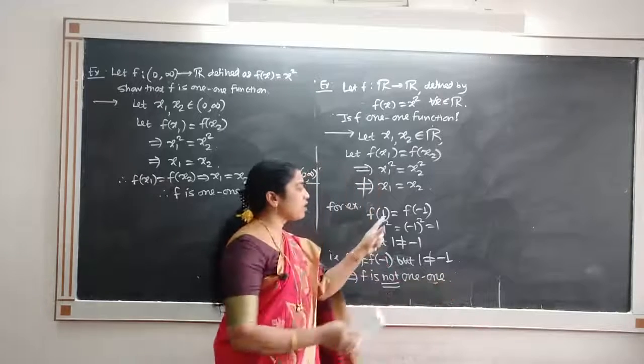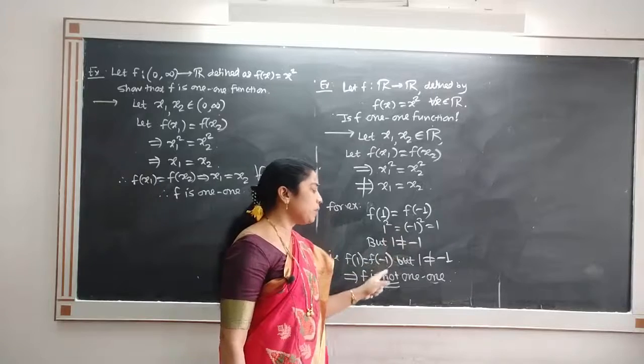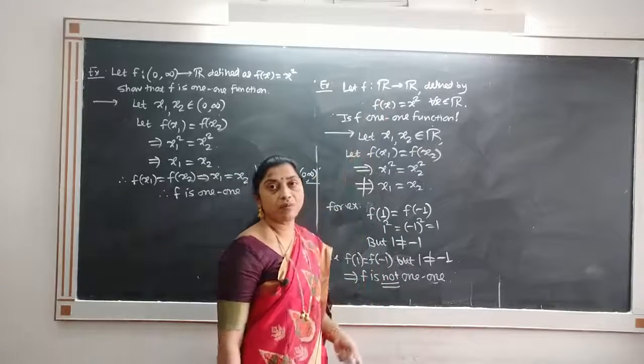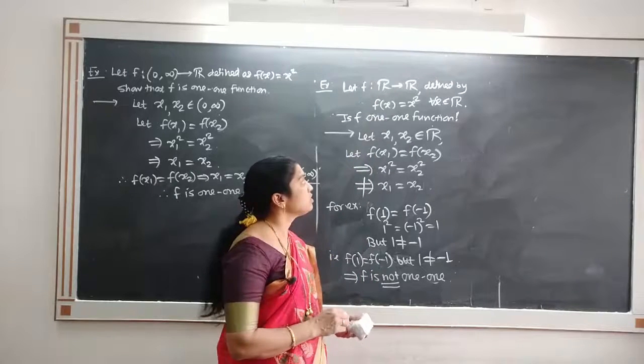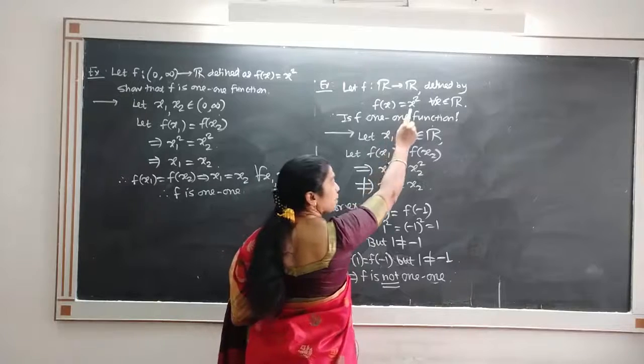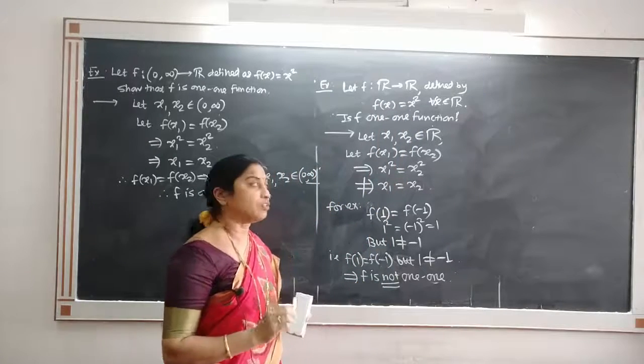Though the squares are equal, the numbers are not equal. This implies that if you change the domain, though the function remains the same but the domain changes, the function is not 1-1. So the function f(x) = x² on R is not a 1-1 function.